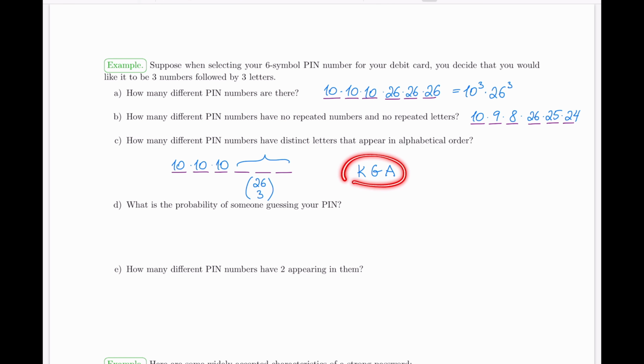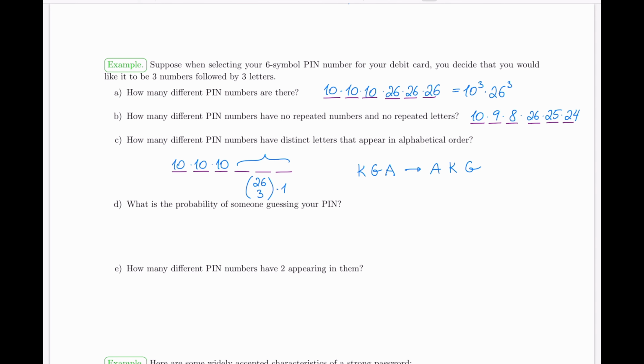How many ways can we arrange 3 letters in alphabetical order? Well, if the order is alphabetical, there's only one way to do so for any set of 3 letters. So in this case, the order is going to be A, G, K. But there's exactly one way to do so in alphabetical order. So this is going to be followed by multiplying by 1 to signify just that.